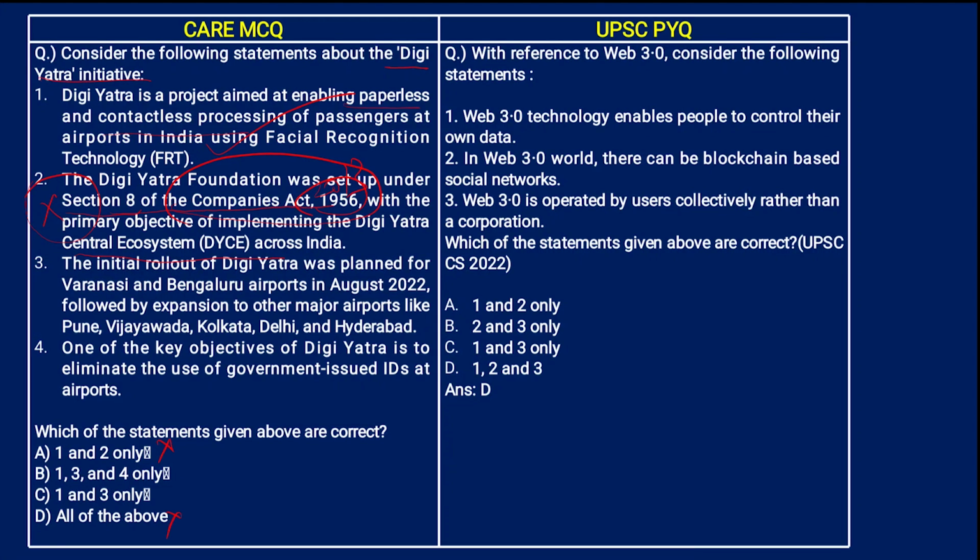If you eliminate 3, you are left with 2 options again. So next, the third statement. The initial rollout of Digi Yatra was planned for Varanasi and Bangalore airports in August 2022, followed by expansion to other major airports like Pune, Vijayawada, Kolkata, Delhi and Hyderabad. It is absolutely true. The fourth statement says one of the key objectives of Digi Yatra is to eliminate the usage of government-issued identity cards at airports. There is no such provision eliminating the usage of government-issued ID cards. So this is not correct. Here the answer is C. 1 and 3 are correct.